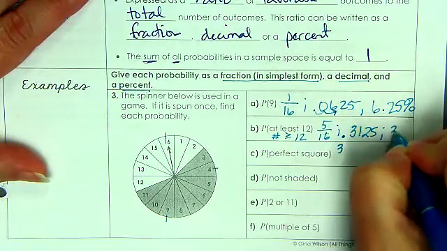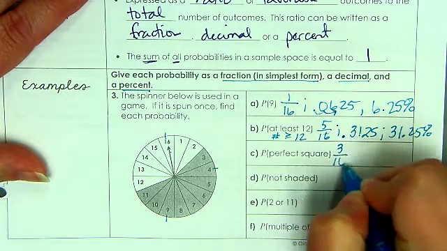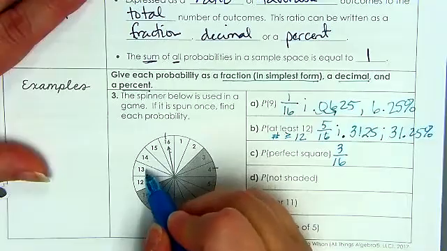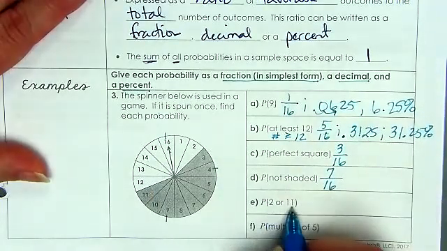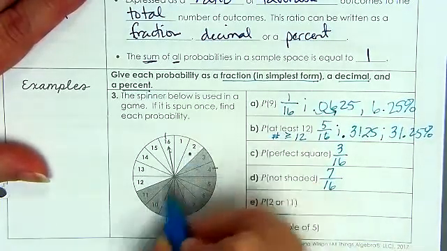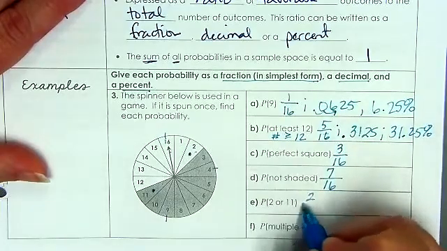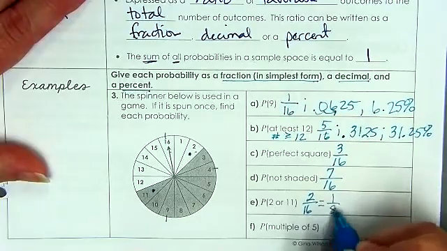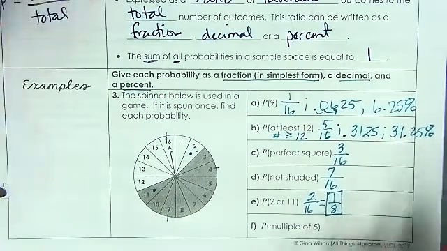31.25, which is going to give me 31.25%. So then we have 3 out of 16. Probability of not shaded. That's 1, 2, 3, 4, 5, 6, 7. So we would have 7 out of 16. 2 or 11. That means I want this one or this one. So that's 2 that I'm choosing. So then this is 2 out of 16. That's not simplified. So I have to take that down to 1 out of 8. This is the fraction form. And yes, you would have to fill out the decimal and the percent for all of these, but purposes of time, we're moving on. Okay.